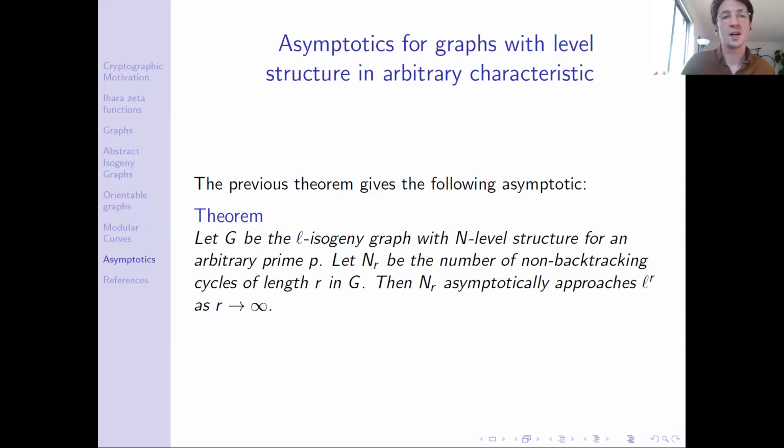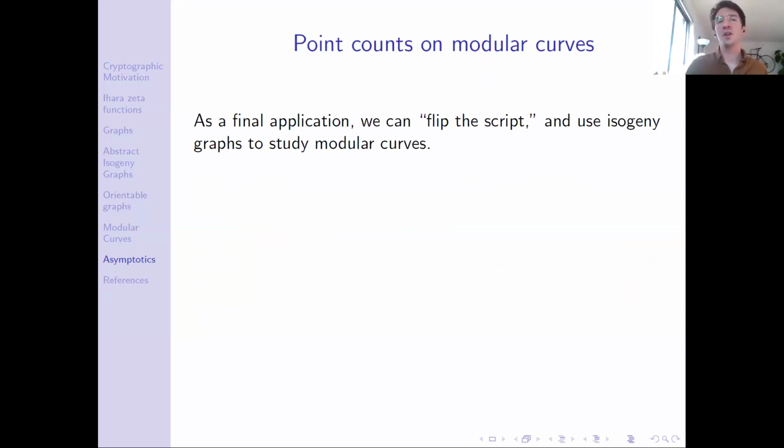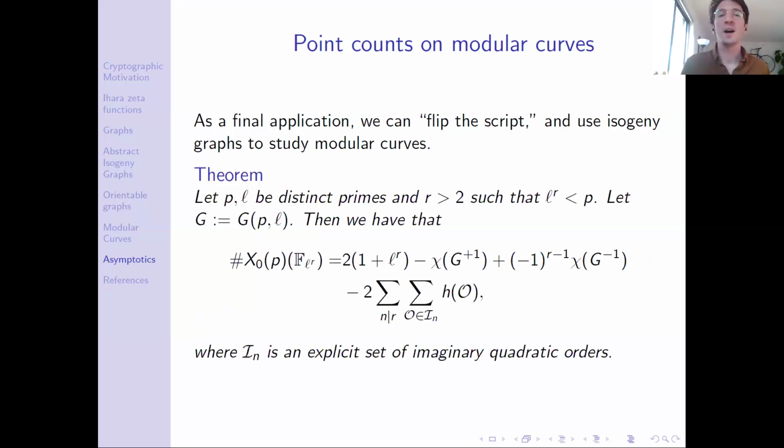So my last one slide-ish is just another application I think is quite interesting. It gets us away from the isogeny graphs, but we kind of flip the script and say, maybe we can use isogeny graphs to study modular curves. And so this is a formula where we take n equals 1 in the previous thing, and we use that to look at the number of points on the modular curve with Borel p level structure over the finite field of size l to the r. And we give that in terms of cycles in the isogeny graph.